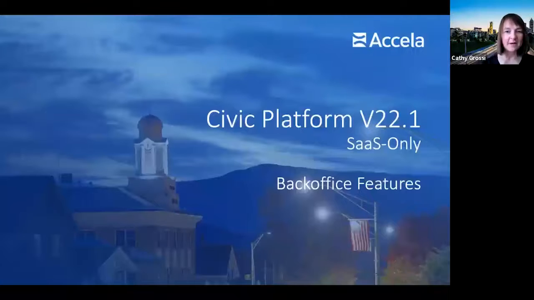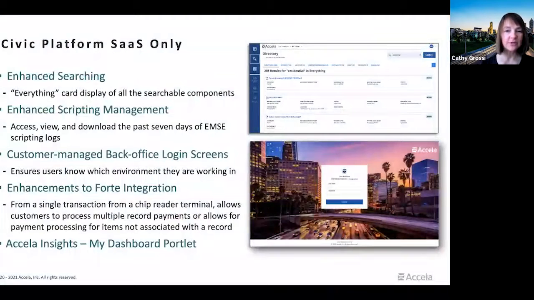Thank you, Brian. I'm going to start with the features that we have only added to our SaaS platform. So to take advantage of this set of features, you will need to be using Accela's hosted solution. The first area we focused on was enhancing the staff global search. So for 22.1, this includes a consolidated everything card display of all the searchable components, such as transaction records, documents, locations, licensed professionals, assets, etc. And along with the everything card, also the ability to view both active and inactive records in the result list.